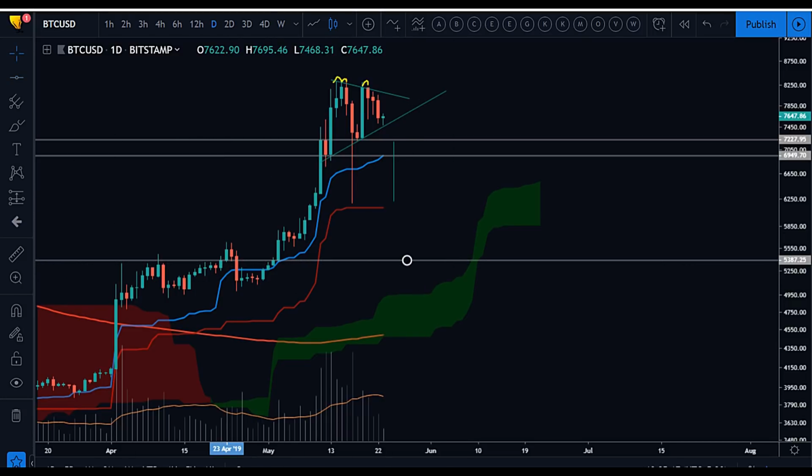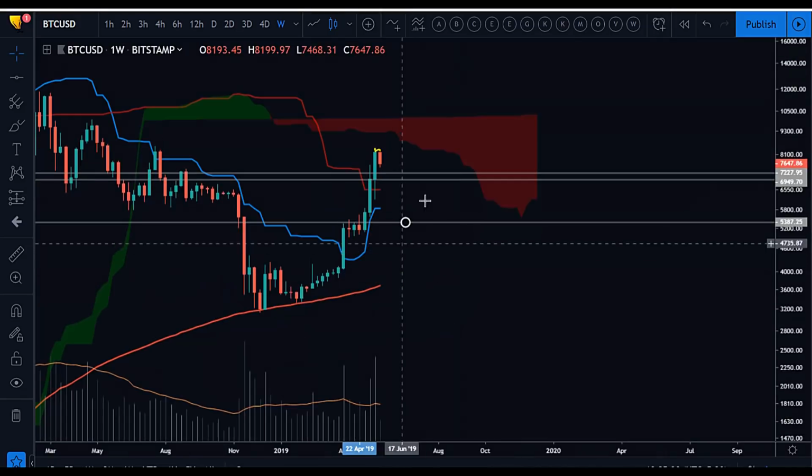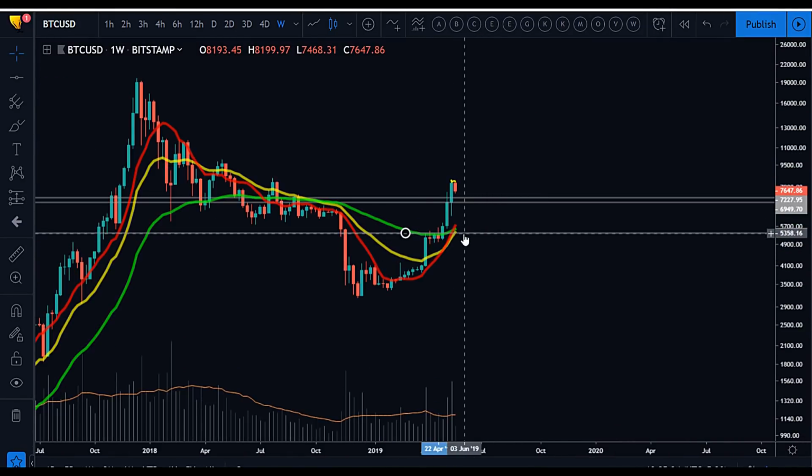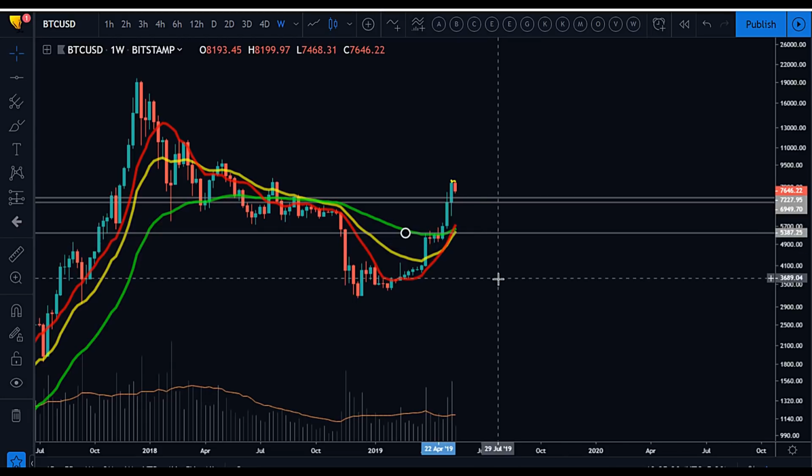We should be headed over there. And guys, this zone over here is actually confluent with your major EMAs. Look at all of these guys bunch up over here on your weekly. So I'm expecting a big bounce over here, okay.